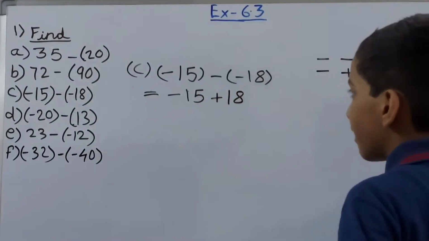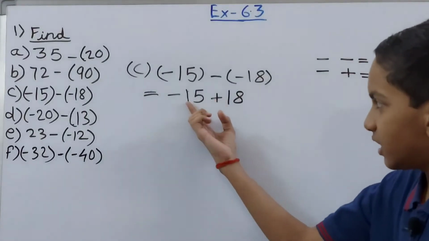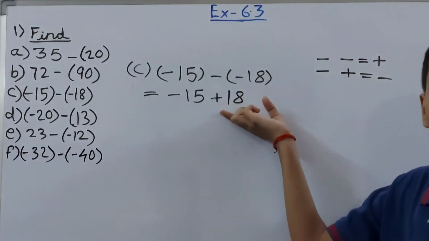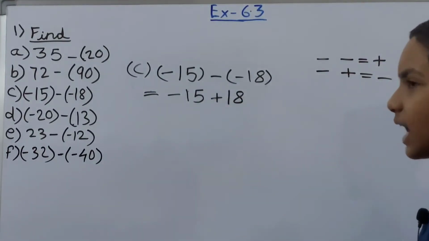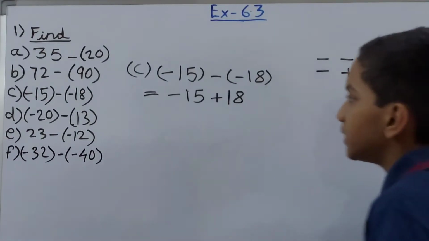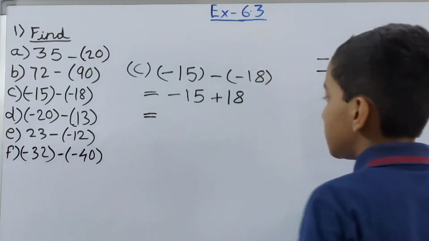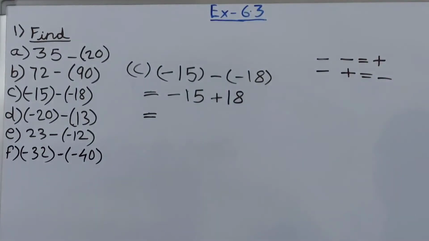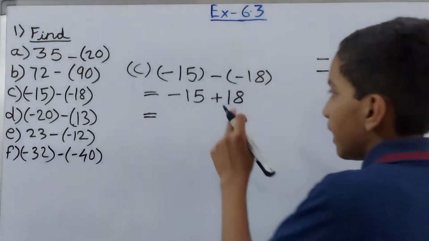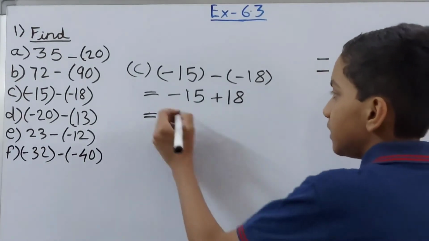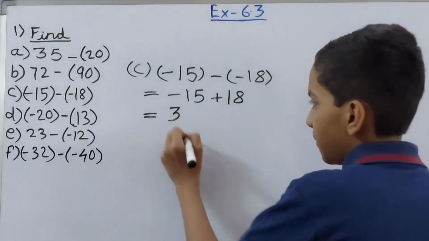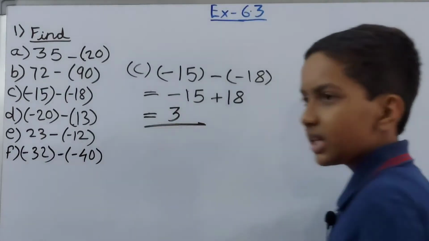Alright. Now friends, as you can see, this is minus 15 and this is plus 18. Okay. So they are having different signs. So we need to find their difference according to the addition rule. So 18 minus 15 is 3 and 18 is greater than 15. So simply we will write down a 3. That means our answer becomes 3.